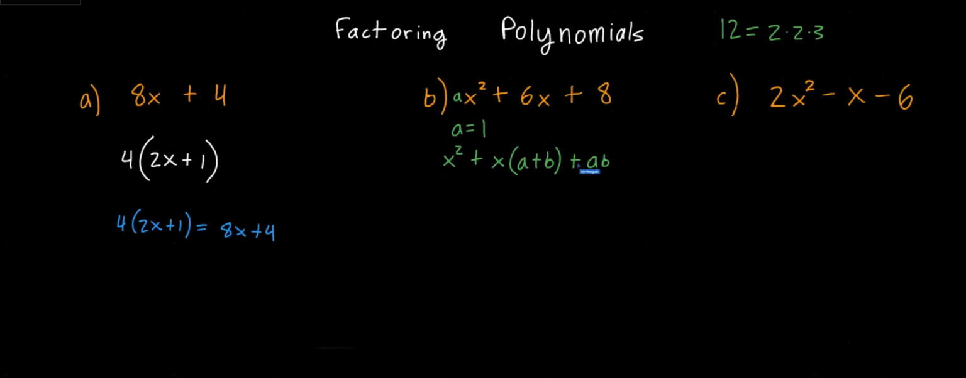That basically means that we have to find two numbers that add to get 6, so a plus b is equal to 6, and multiply to get 8, so a times b is equal to 8. The two numbers that could do that are 4 and 2. That means we just substitute 4 into a and 2 into b.